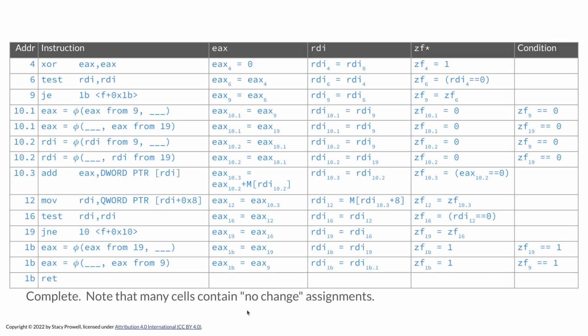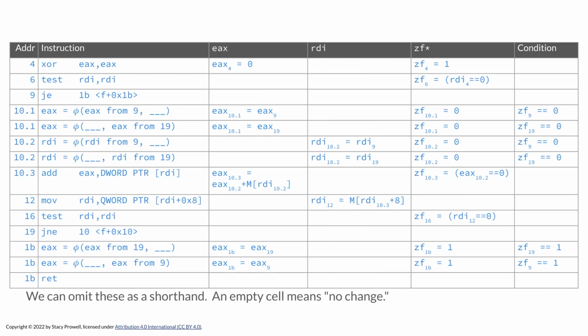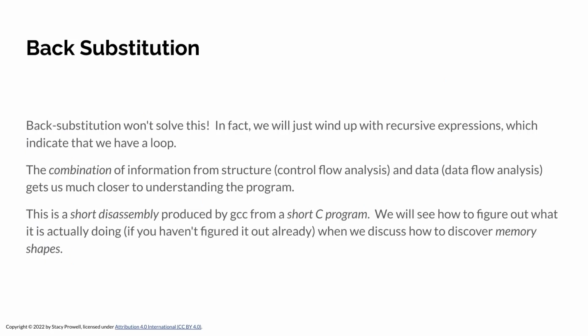Many cells contain no change assignments, and I mentioned earlier we could discard those, and should, to save space. If we do that, we wind up with this much simpler table that just tells us where there are effective changes in values, and you'll see memory mentioned a few times in here. So back substitution won't solve that. We'll end up with recursive expressions, which indicate that we have a loop.